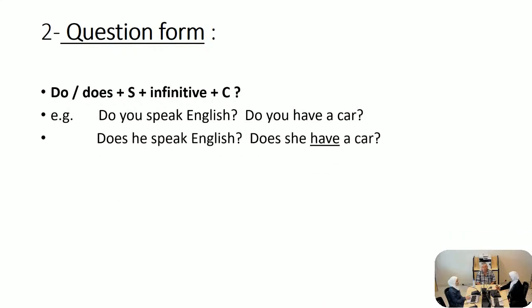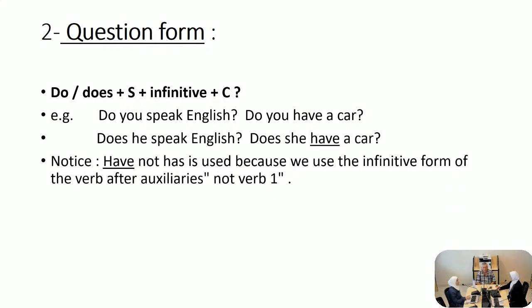Next, Mr. please. Does he speak English? Does she speak English? Does she have a car? We have to notice that "have," not "has," is used because we use the infinitive form of the verb after auxiliaries. Not verb one? Yes, verb one, of course.